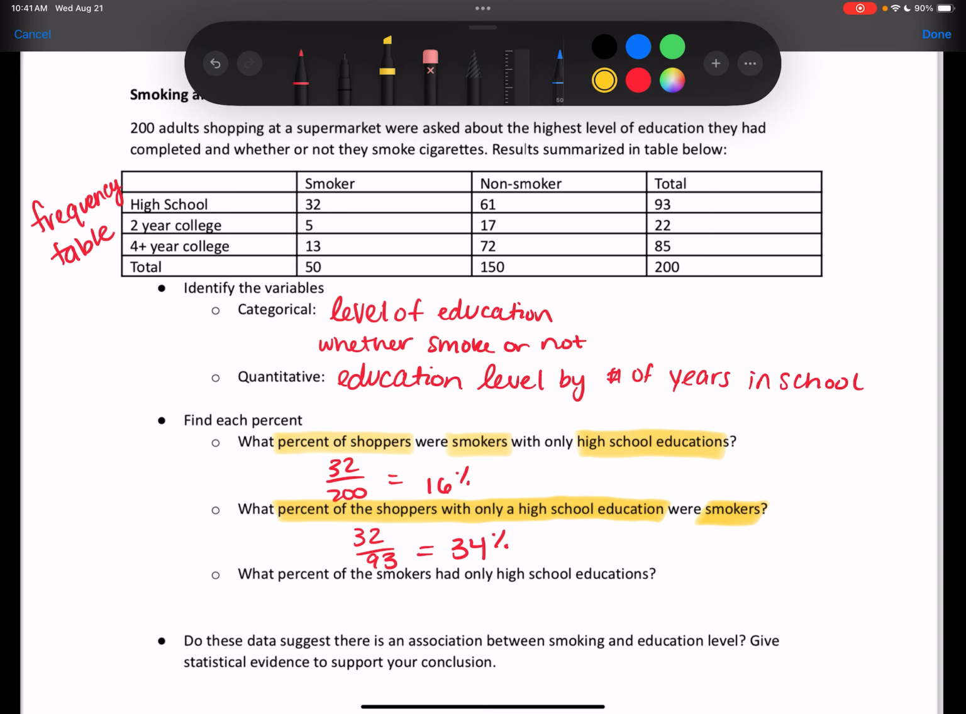Now the last one: what percent of the smokers had only high school educations? So this is the percent of the smokers with only a high school education. 64%. How did you get that? Because the total of smokers was 50, and so I just doubled it. Yeah. So 32 smokers with a high school education out of the total of 50 smokers, so we get 64%.